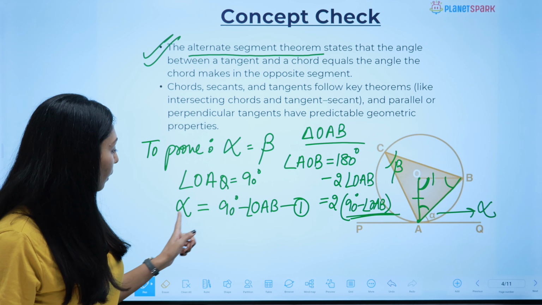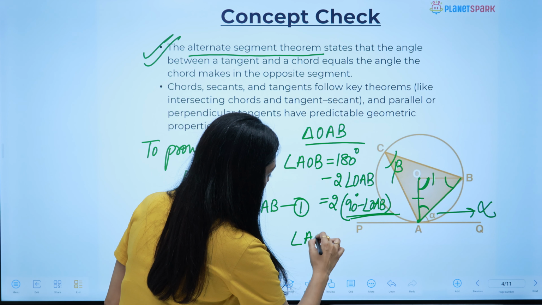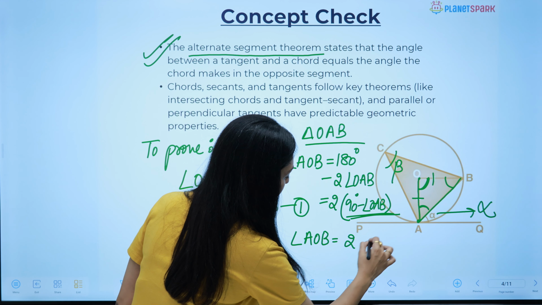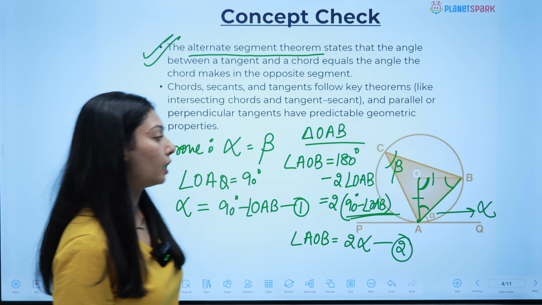Isn't that everybody? Alpha is what? 90 minus OAB. So, here I can put alpha. So, angle AOB I have got as 2 times alpha. Let's say this is equation 2.